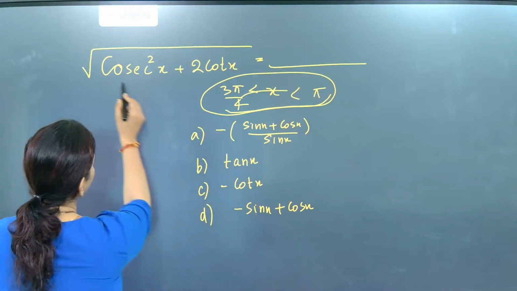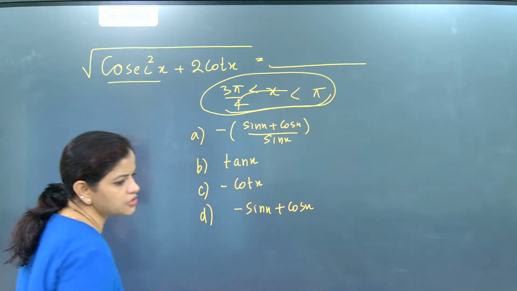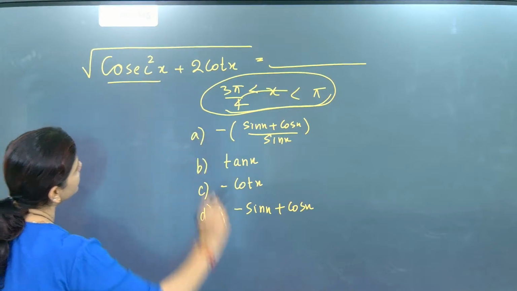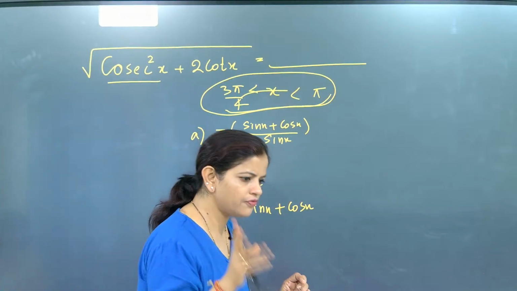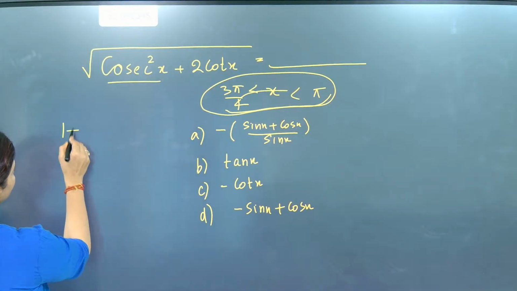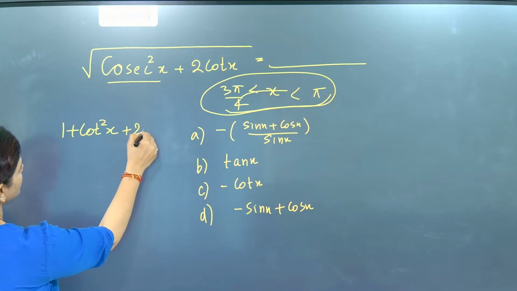Now beta, here you know that cosecant square x value is what? 1 plus cot square theta is equal to cosecant square theta. So first we will take it out of the root. Okay, so this work I have done. I am going to write 1 plus cot square x plus 2 cot x.